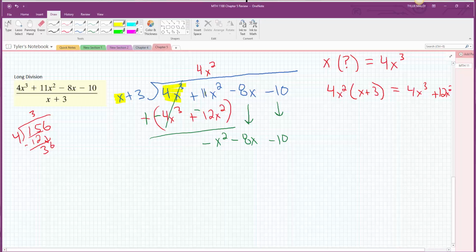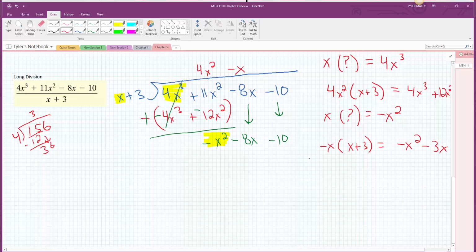So now same thing. I'm focused on simply the highest degree term, right, which I'm highlighting in yellow again. So x, I'm thinking to myself, x times what will give me negative x squared, right? Well, that will be what, minus x. So then I need to take minus x times x plus 3, which gives me negative x squared minus 3x, right? So negative x squared minus 3x. I need to subtract off that entire thing, right? And we'll change it to addition, so those go away. Negative 8x plus 3x is minus 5x, and then I'll bring down the negative 10, right?